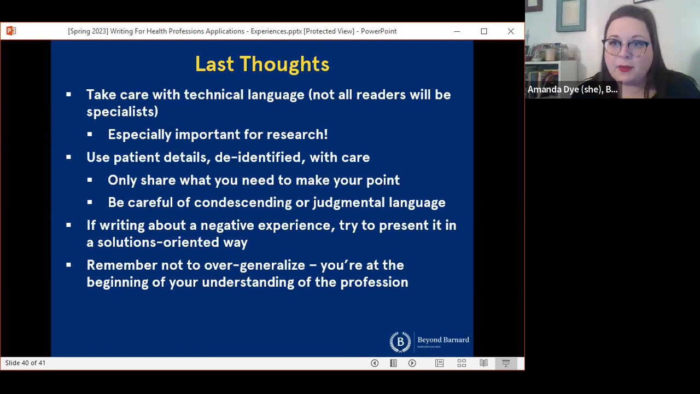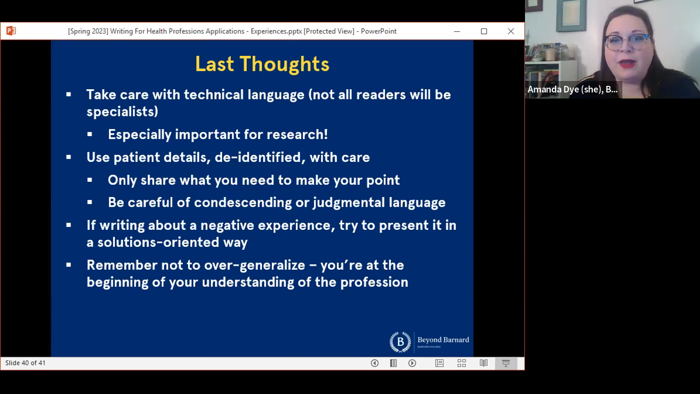If you are writing about clinical experiences and you are putting in any information regarding patients that you've worked with, please, as always, use those details with care. Only share what you need to make your point. Please try to read through, make sure that nothing that you're writing could come across as condescending or judgmental, and that you are showing respect for the learning experience that those patients have given to you.